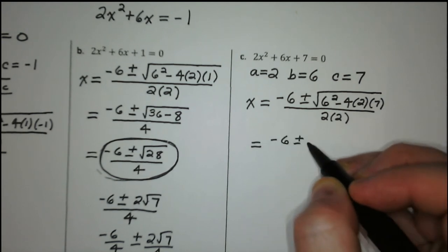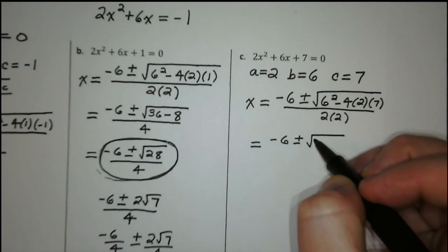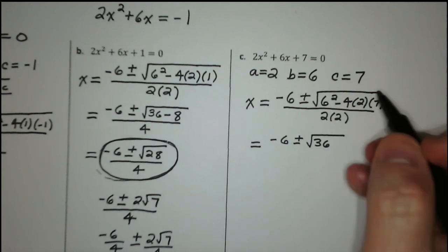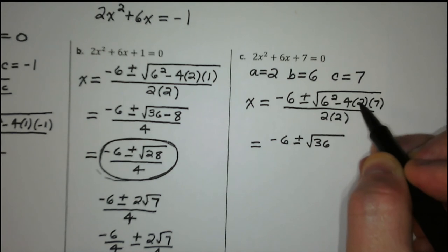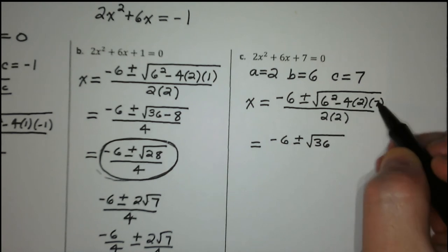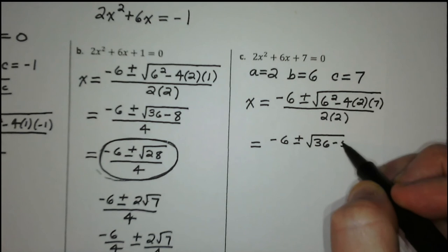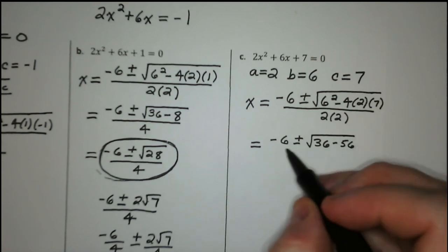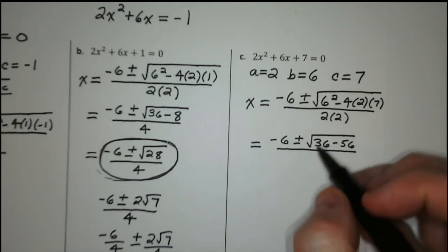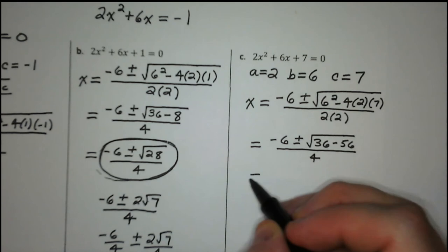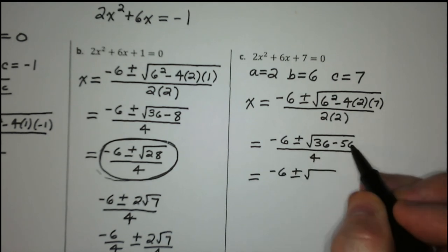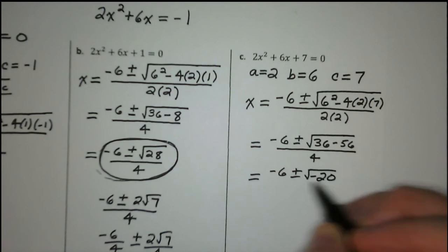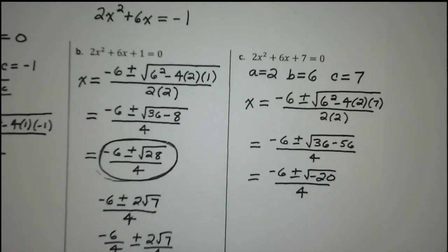Negative 6 plus or minus, that's 36. Remember order of operations. 6 squared is 36. A negative 4 times 2 is negative 8, times positive 7 is negative 56, all over 4. And so now we can just say that 36 minus 56 is negative 20, all over 4.